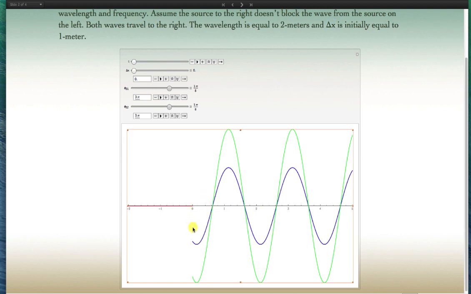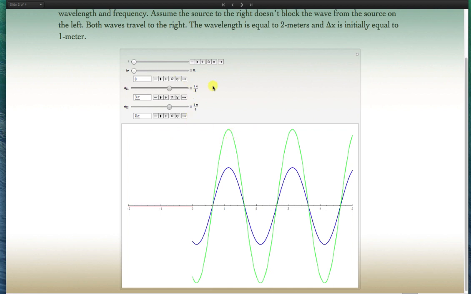They're both at 0. The blue and the red graph overlap perfectly. You can't really see the red graph. And the green graph is the sum of the two graphs. And so it looks perfectly maximum in a sense. So you have maximum constructive interference.